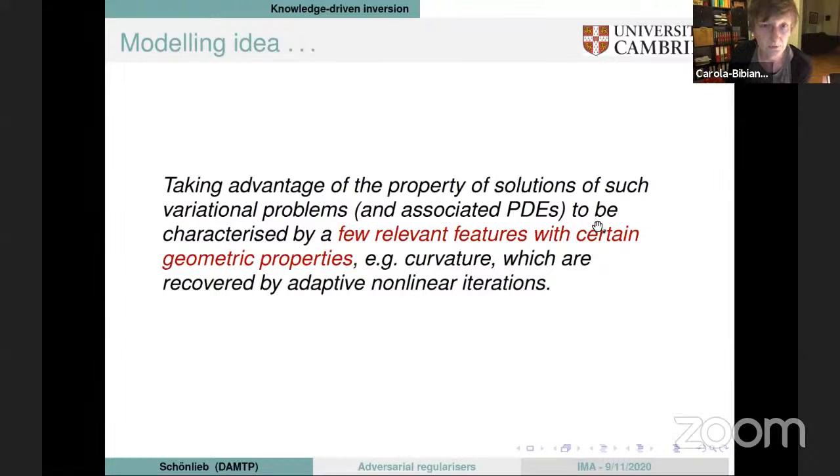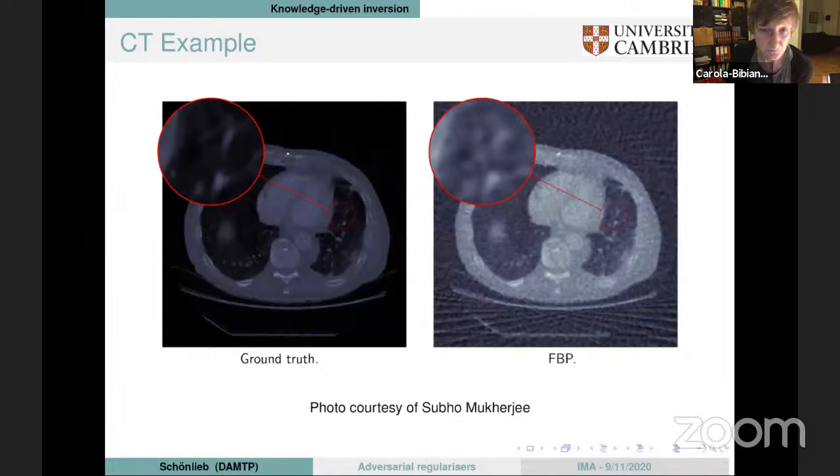So this is the overarching idea. And just to give you one quick example of that. What you see here is a simulated computed tomography example, where on the left, you see the ground truth, which is a high dose, full angle CT measurement. And this is a little zoom of it.